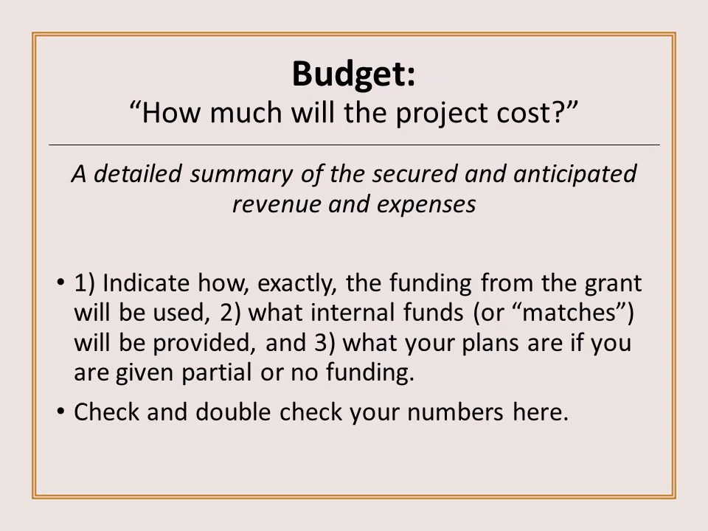The final section of your grant should be the budget for your project, and you should include the cost breakdown of every cost associated with implementing your initiative. You should firstly show how exactly the grant funding will be used, then describe how you or your organization will provide internal funding, and finally describe your plans if you receive no funding or only partial funding.